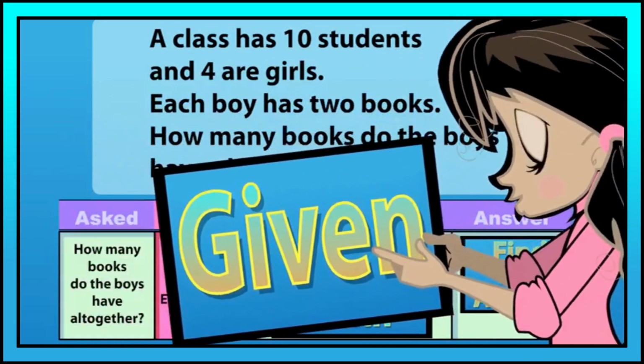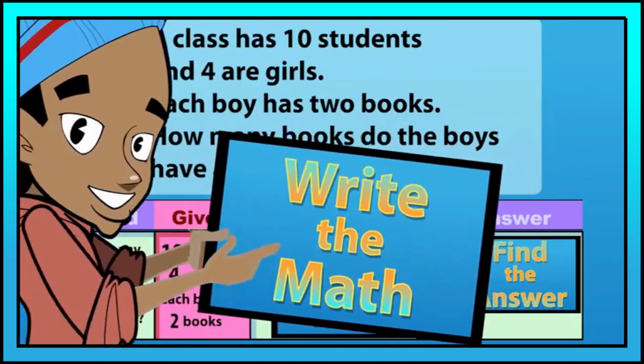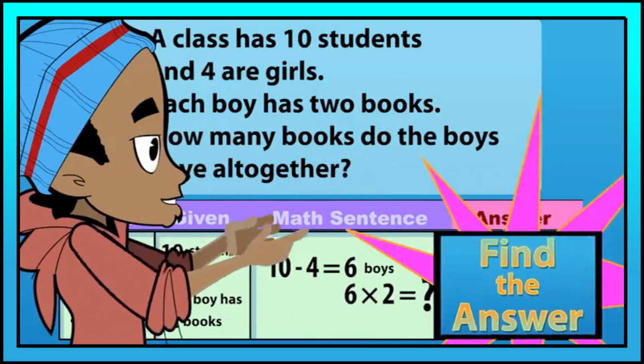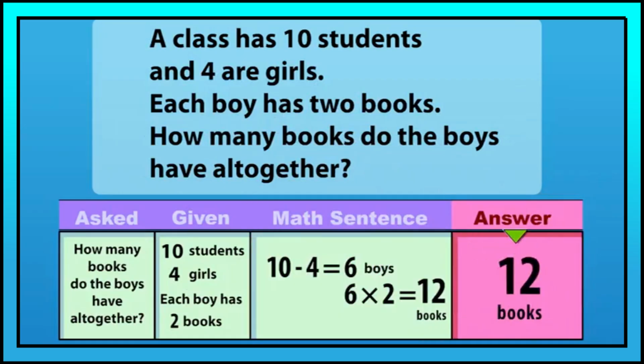What is given? 10 students, 4 girls, each boy has 2 books. Write the math, number, sentence, equation. 10 minus 4 equals 6. 6 times 2 equals what? And find the answer. 6 times 2 equals 12 books.